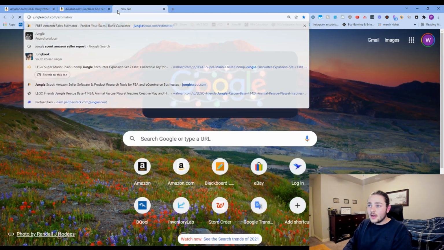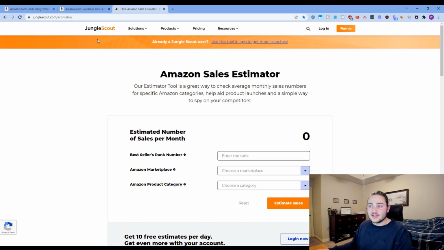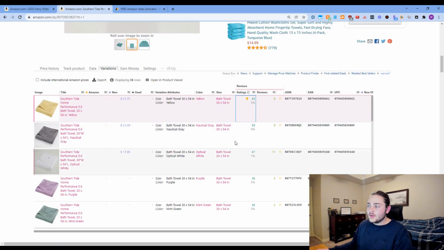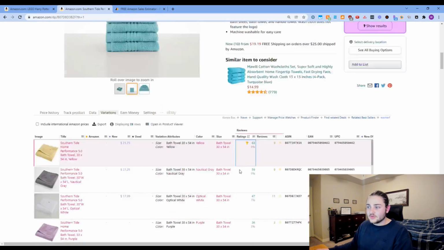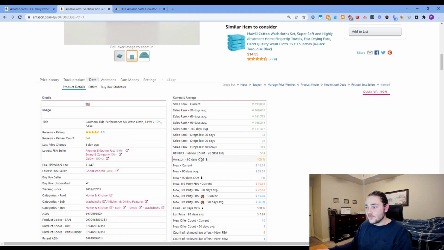If you are not sure how to estimate the sales per month, I'll go ahead and show you this tool real quick. It's called junglescout.com/estimator. It's a free tool. The tool I use is a paid tool, so if you're just getting started, you might not want to invest in a bunch of fancy software right off the bat.